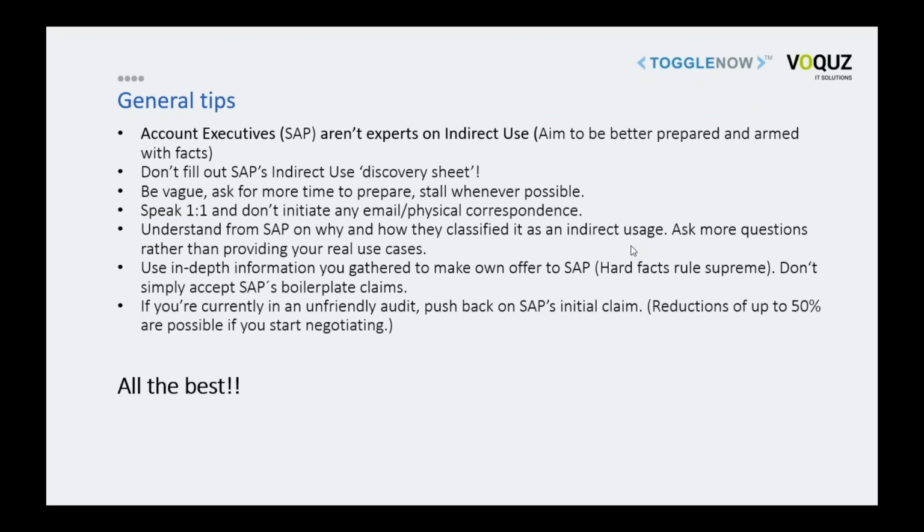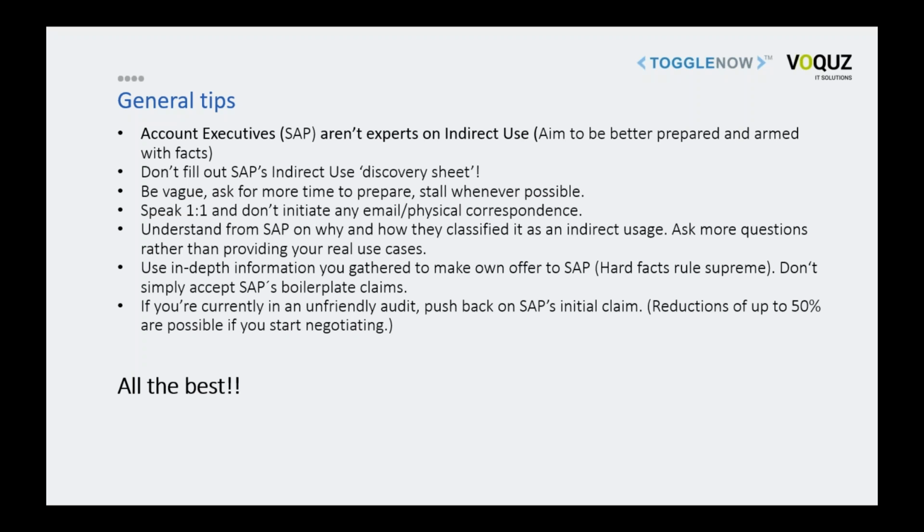A few things that we want to share with you today that we've seen as best practices that usually give you a bit more leverage if you are in the unlucky situation of either going through an unfriendly audit or discussing this with SAP. Here's something that we've seen that worked very well with clients in the past. So remember that the account executives on SAP's side definitely are not experts on indirect use, right? So when we're working with clients, our goal is to prepare them better and arm them with facts so that they're actually better informed than the SAP account executives. That gives you a lot of leverage.